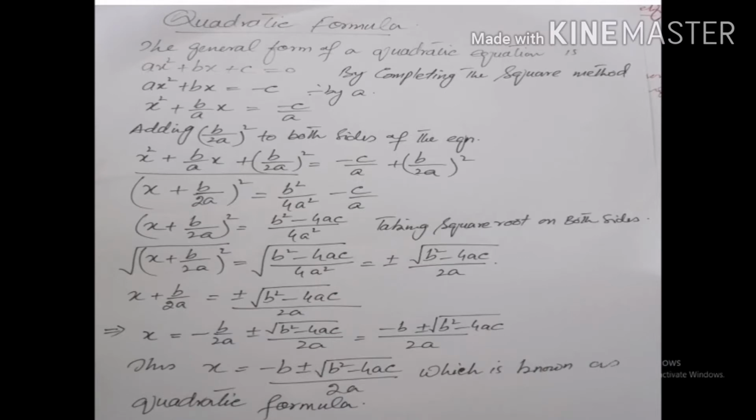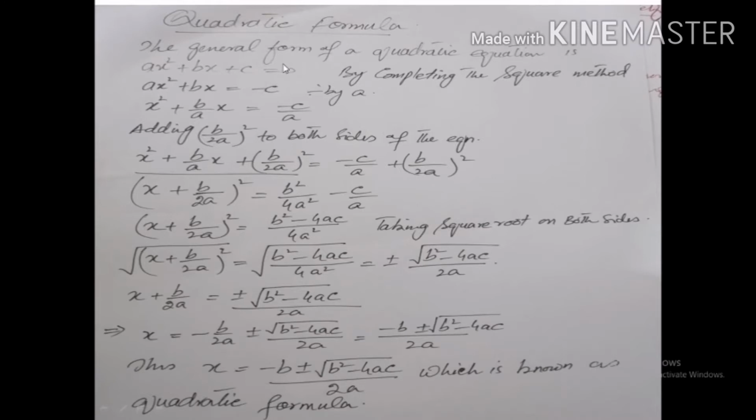Welcome all of you in class 10th, exercise 1.1, question number 3. For question number 3, first of all we derive the quadratic formula. What is the quadratic formula? First of all write the general form of a quadratic equation, that is ax² + bx + c = 0. By the completing the square method we can prove the quadratic formula.